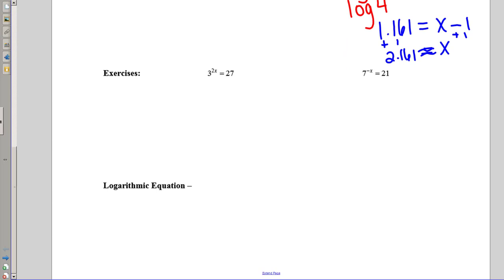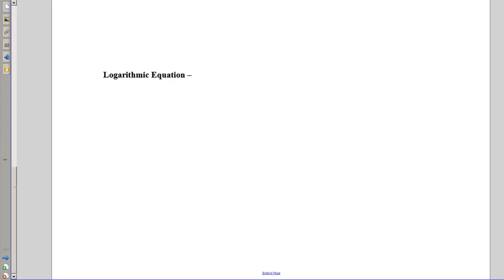Okay, and then the next thing we're going to talk about is the logarithmic equation. And as you can probably guess, a logarithmic equation is an equation that contains a logarithmic expression.